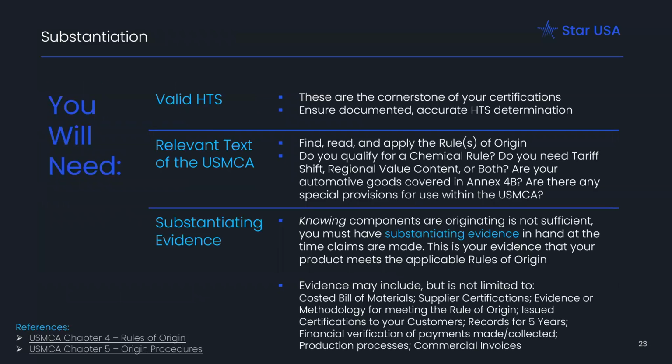For substantiation, you absolutely will need that valid HTS. These are the cornerstone. You need documented, accurate determination practices. You also need the relevant text of the USMCA. Find, read, and apply the rules. Notice if you qualify for one of the chemical rules, or if you need to have a tariff shift or regional value content threshold met, or both. Are your automotive goods covered in Annex 4B? Are there any special provisions for use within the USMCA? Be aware of the text of the agreement and any special provisions that might exist. They can either make your job easier or harder depending on what the rule says, but you want to know that they exist.